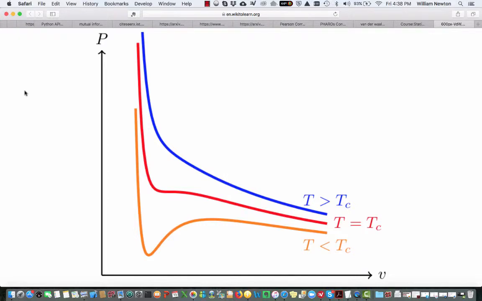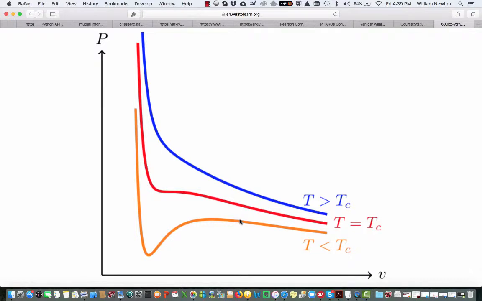Hi, and welcome to a supplementary lecture covering the van der Waals equation of state and the Maxwell construction. What I've got plotted here are three curves, three plots of the van der Waals equation of state, pressure versus volume, for three different temperatures.